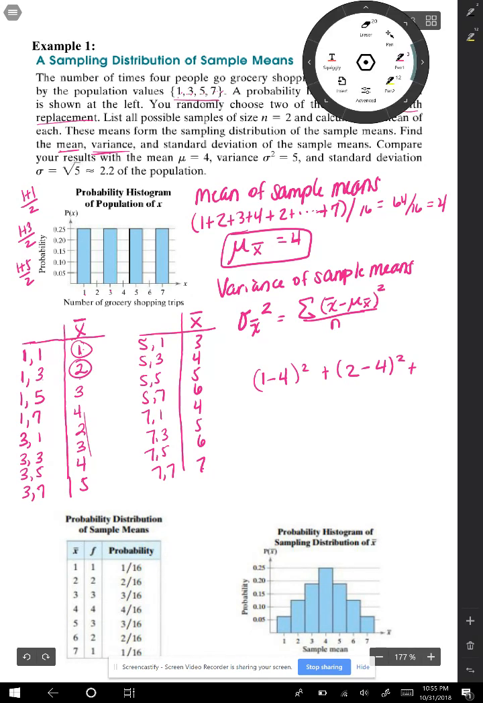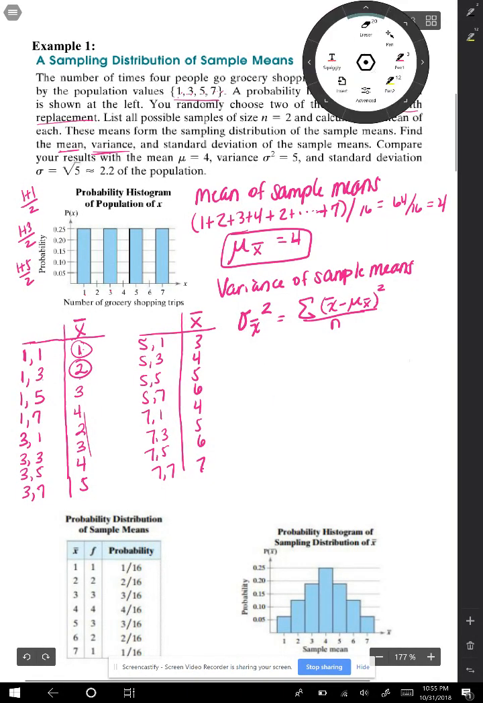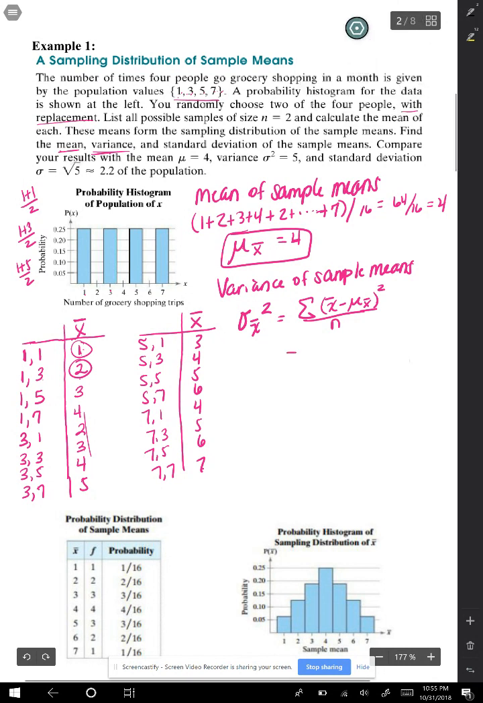Okay, so when you do that, like I said, I'm not going to do all of that here. When you do that, you're going to end up with the sum of all of those ends up being 40. And then we're going to divide by 16 entries, and that ends up being 5 over 2, or 2.5. So that is my variance of the sample means.